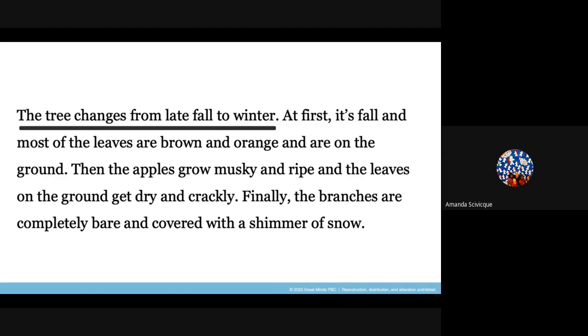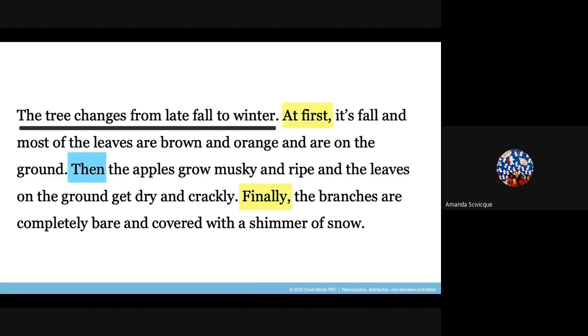When we read the linking word then, we know we are reading about a change that probably happened in the middle of the book. Circle then on your handout. Which word would we circle next? Point to that word on your handout. Finally. When we read the word finally, we know we are reading about the end of the book.